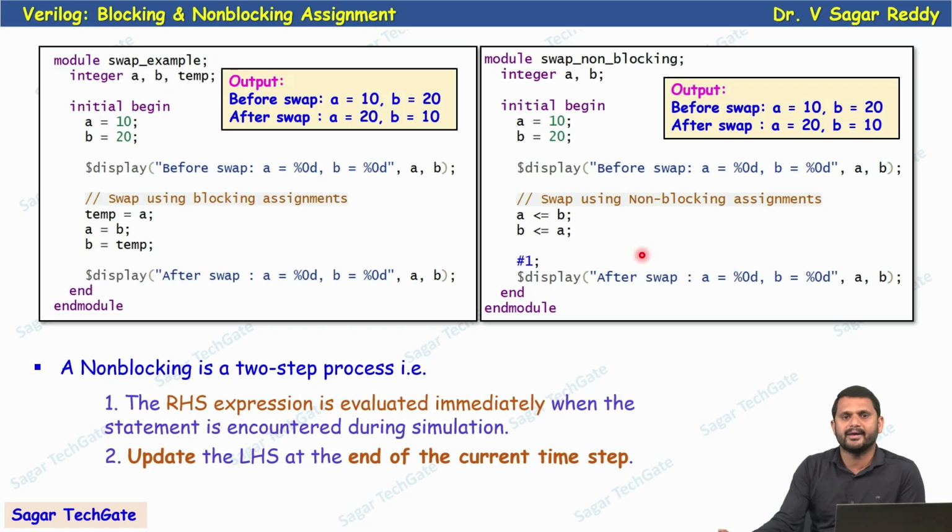So we'll discuss more examples to understand this blocking and non-blocking statement. It's very important as a design and verification engineer. You should know in detail about this blocking and non-blocking. Without knowing, you can't write code efficiently. Clear? Not efficiently, you'll get some other output.